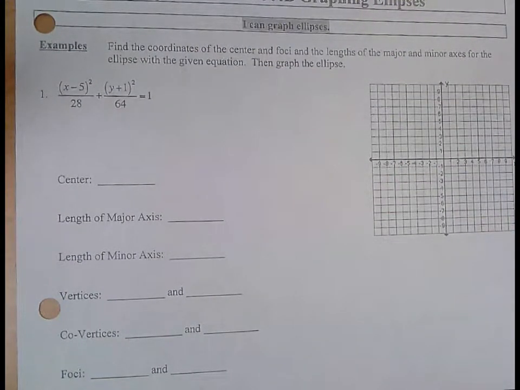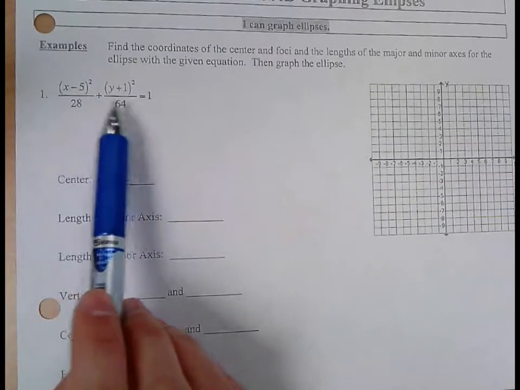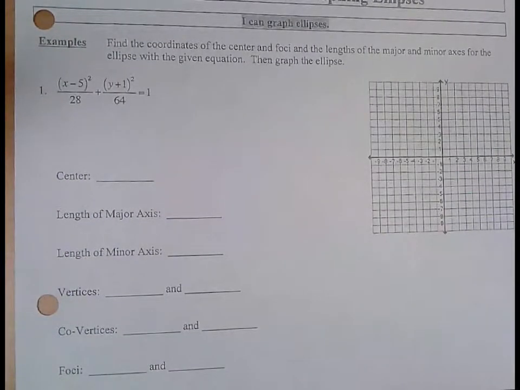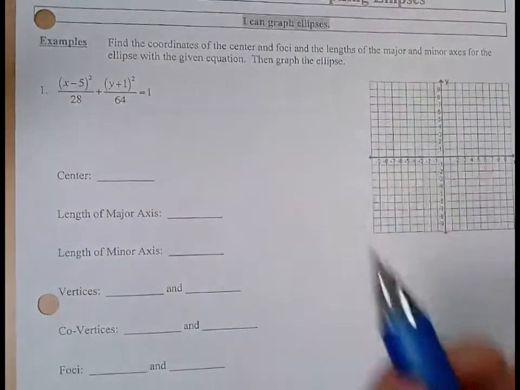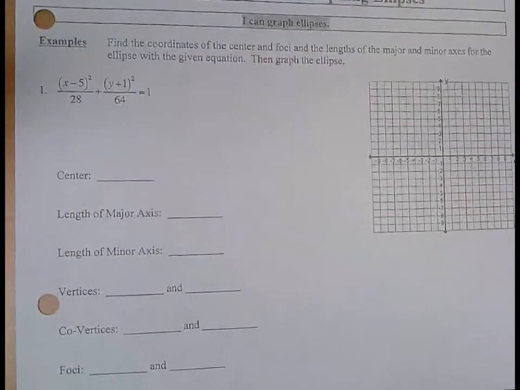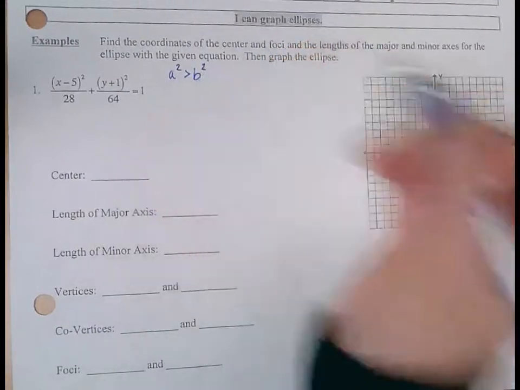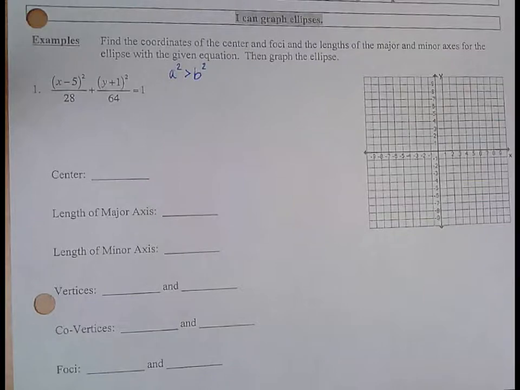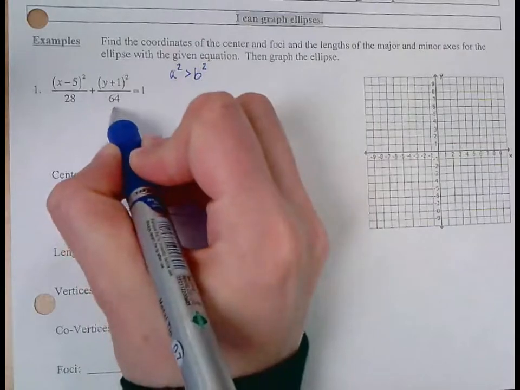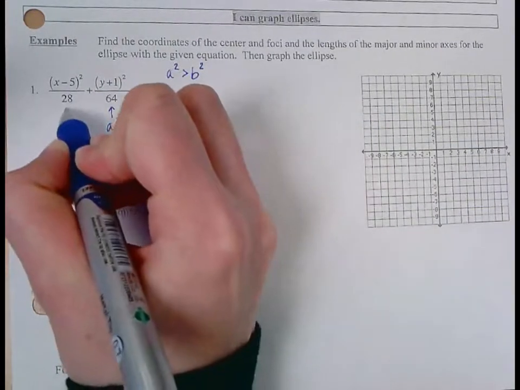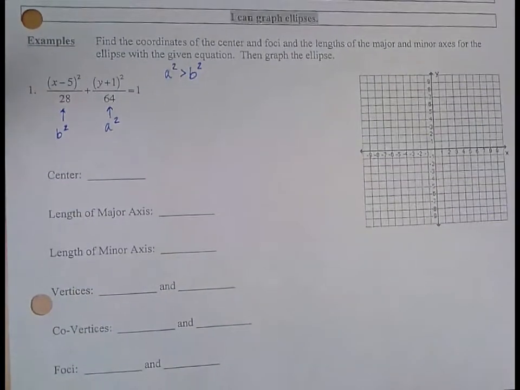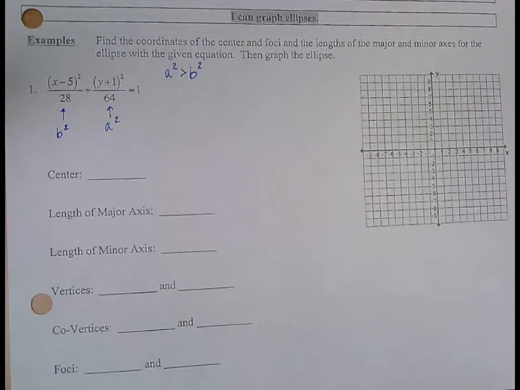you have to identify if the ellipse is horizontal or vertical. And in order to identify that, you have to identify the denominators of those fractions, which one is a squared and which one is b squared, for an ellipse. Because a ties into your major axis, which is longer, your a squared is always greater than your b squared for an ellipse. A squared is the larger number. So that means for this ellipse in number 1, a squared is 64, b squared is 28. And therefore, is this ellipse horizontal or vertical based on where a squared and b squared are? It's vertical.